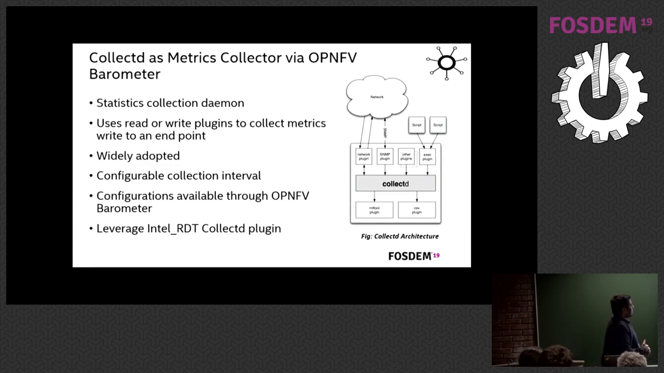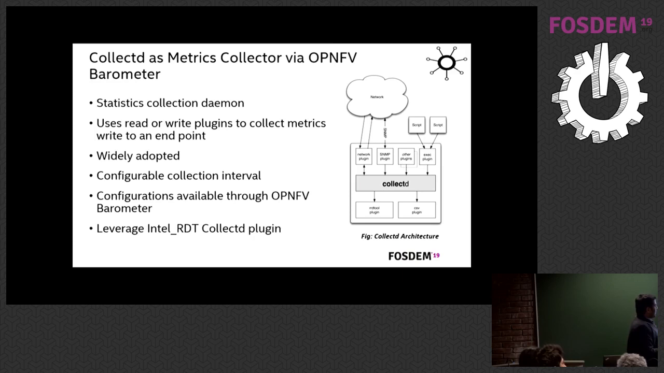In order to get the metrics, we use CollectD as a part of the Barometer project. CollectD has been there forever. It's the most widely used statistics collection daemon. It has multiple read and write plugins that give you the required set of data in terms of CPU, last level cache, etc. And the collection interval is configurable. For example, in our case, we used a 1 second collection interval. What that means is for every second, you're getting the cache utilization on a per workload, per application basis.